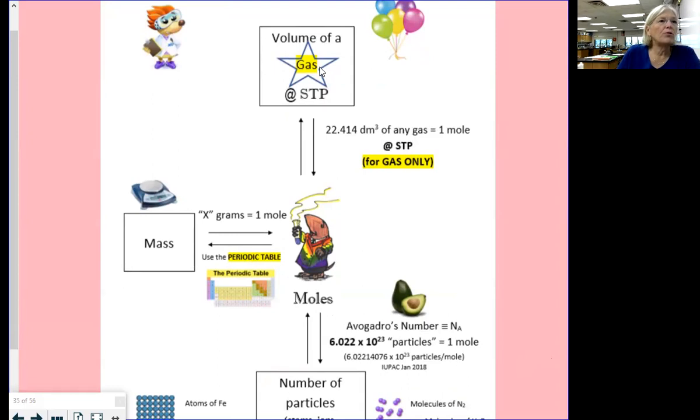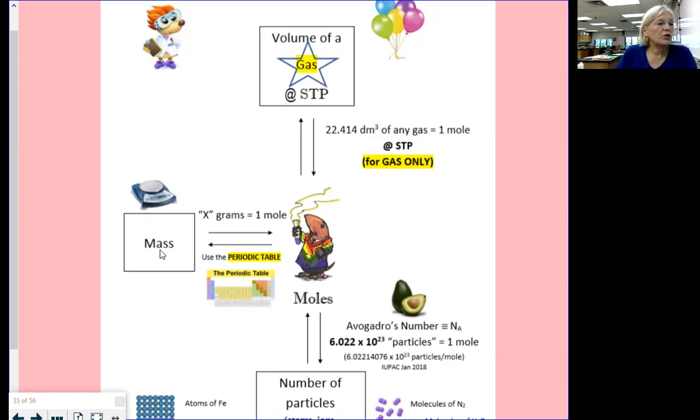To convert from moles to volume of a gas, the equality is 22.414 decimeters cubed, or liters, of any gas equals 1 mole. Now remember that an equality can be made into two conversion factors.